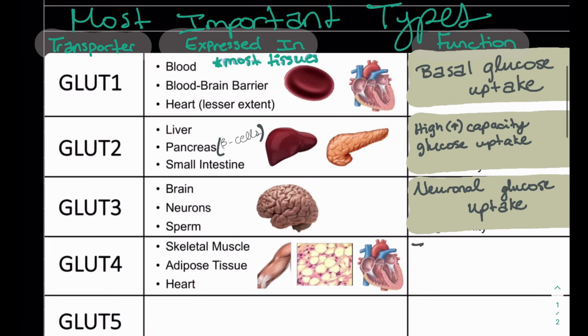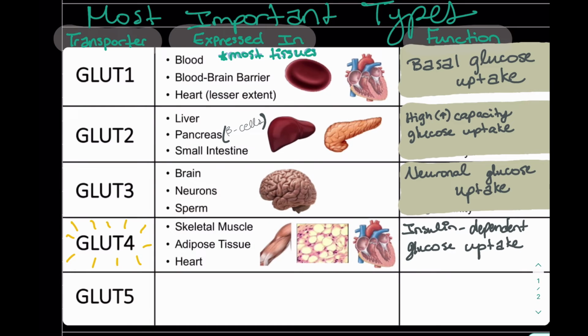So moving on to GLUT4, which is a very important glucose transporter. All of them are important, but this one is very heavily tested, as I've come to realize in graduate school. So this is found in the skeletal muscle, adipose tissue, and the heart. It is insulin dependent, and that means that it needs insulin to signal it in order to uptake the glucose into the cell through the GLUT4 transporter.